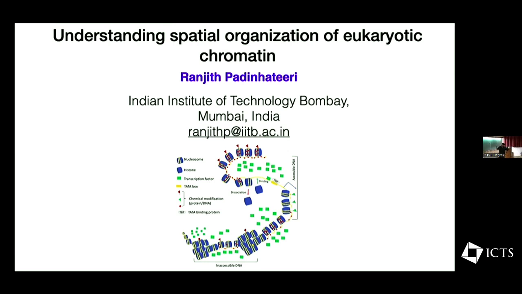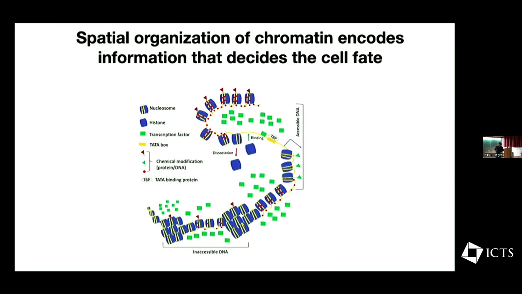I am going to talk about some theoretical work that we did to understand the spatial organization of eukaryotic chromatin. We heard a lot about bacterial chromatin, and I'm going to talk a little bit in detail about how they are organized. So, what we know certainly is that in eukaryotes in particular, the spatial organization of the chromatin encodes information that decides the fate of the cell.